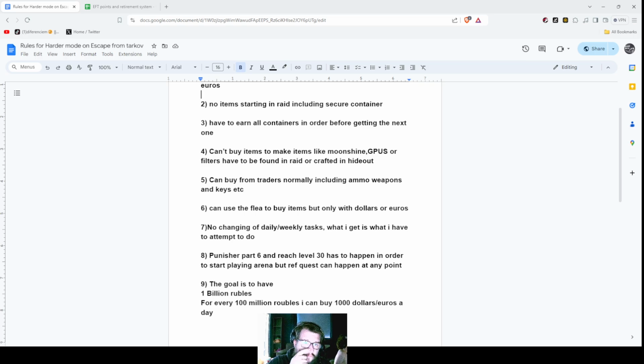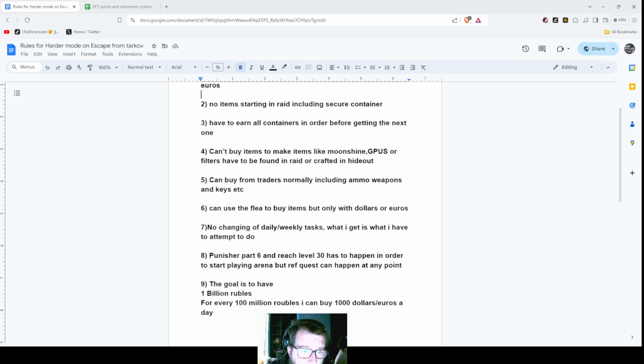Now, the rule with the secure containers is that I have to earn them in order. So, I can't use the beta until I have the alpha. If I get the theta, I cannot use that until I've earned the epsilon. I progress normally, so it means I have to get the alpha, beta, epsilon, the theta, and then if I'm lucky enough or even talented enough, the kappa.